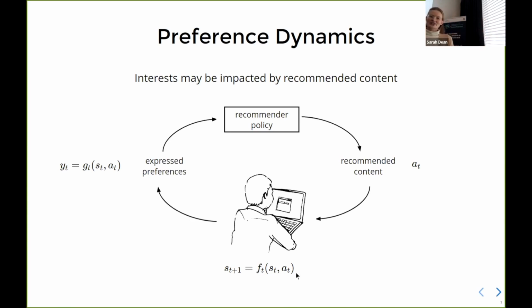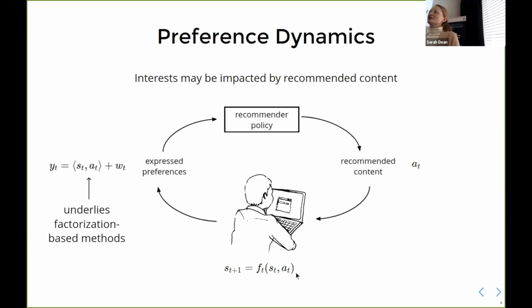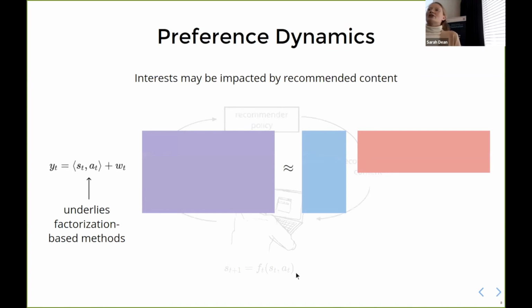Now, this is obviously very general, and so I can't really say anything more about this. I'm going to look at a very particular model of this system. The first thing I'll do is fix my observation model as an inner product model of the representation of the user state and some representation of the content that we've selected. This model actually underlies some of the most foundational and arguably still state-of-the-art methods in recommendation, which are based on matrix factorization.